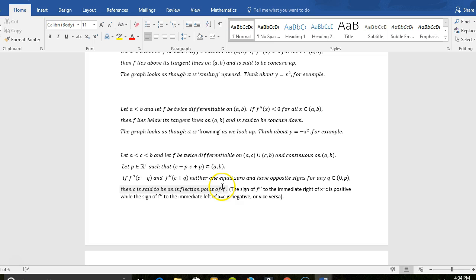Now, f double prime of c may not exist at all. It might be 0, but we don't know.